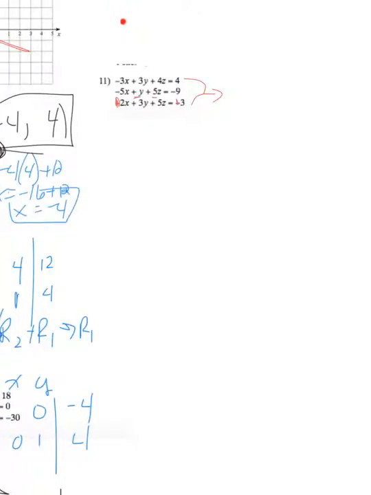Okay, so we've got a negative 3x plus a 2x, so that'll be a negative x. And then I've got a 3y plus a negative 3y, that's gone. So now I've got a 4z plus a negative 5z, so it'll be a negative 1z.